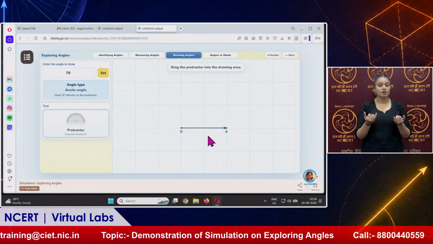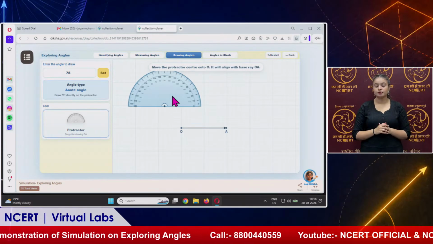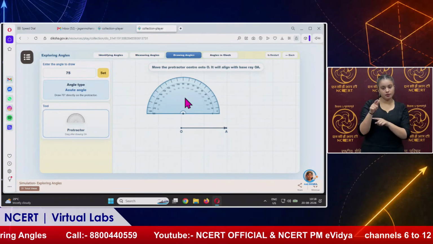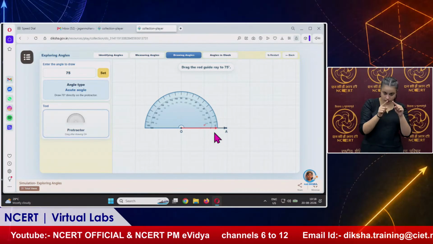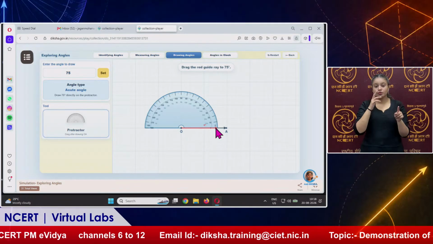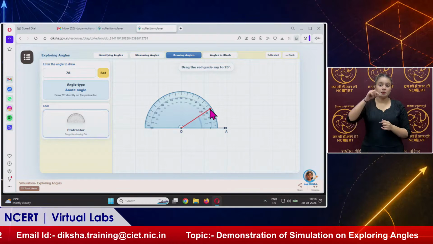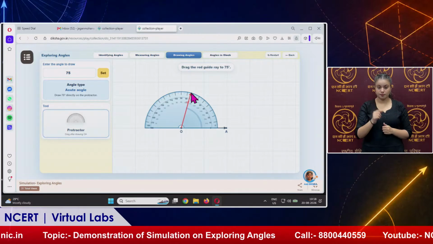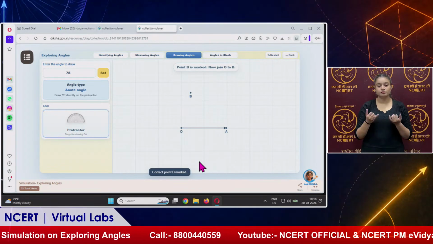Now one arm is already there. Now we have to draw the second arm with the help of the protractor. As we know, the center of the protractor should be on the vertex and the baseline should coincide with the arm OA. Once we ensure both the vertex and arm OA are on the baseline, we drag the second arm up to 75 degrees. Yes, now exactly it is 75.